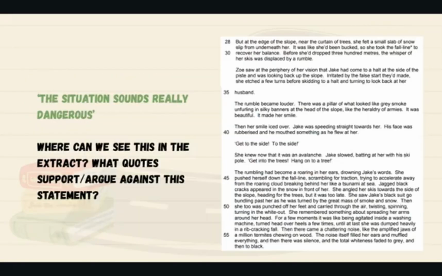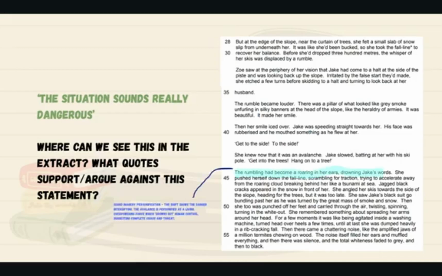For the second part of the statement, which is the situation sounds really dangerous, I've put the extract here again, and again I want you to pause the video and have a go at looking where we can see this statement in the extract and what quotes can support or argue against this statement. So pause the video now and have a go at answering this part yourself.